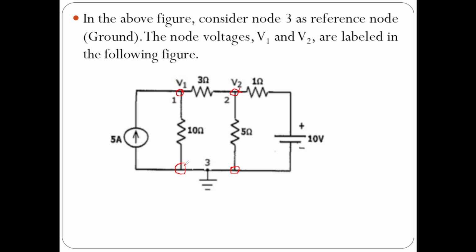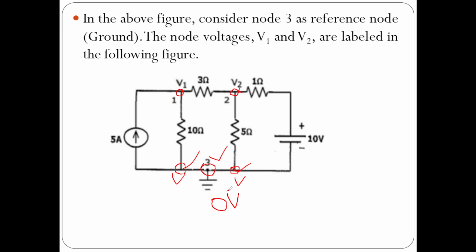But if we observe this node and this node, there is no element between these two nodes. So the potential at these two nodes will be the same, and the potential difference between them is 0. So instead of assuming two nodes, I have assumed a single node. I have given it the node notation 3. That is our reference node, whose voltage is always 0.